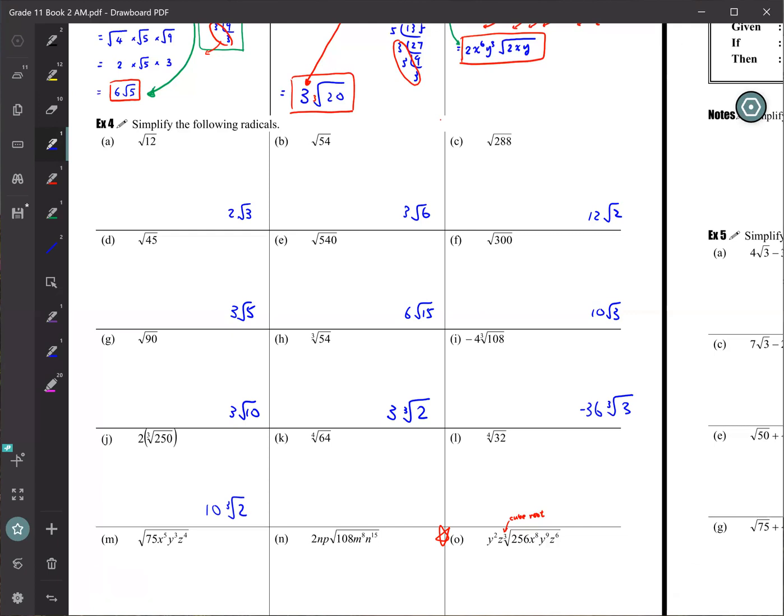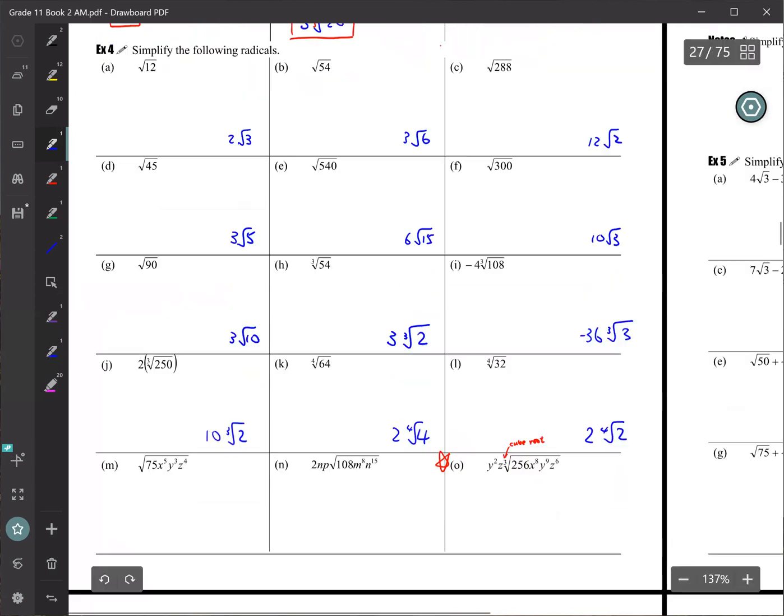Let's go back to Aaron. K? 2 4th root 4. Okay. And L? Brennan? 2 4th root 2. Sarah? 5x squared yz square root of 3xy. 5x squared yz and then square root 3xy. Okay, Eric?